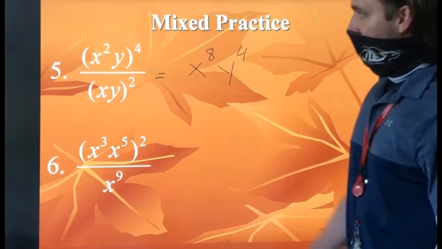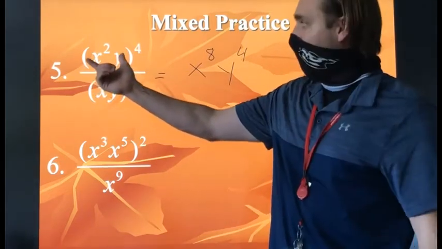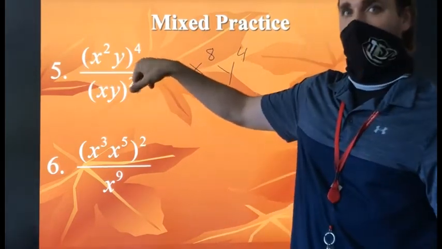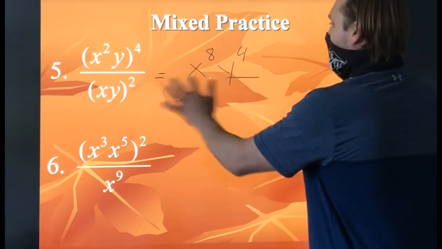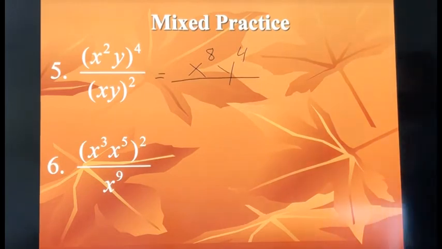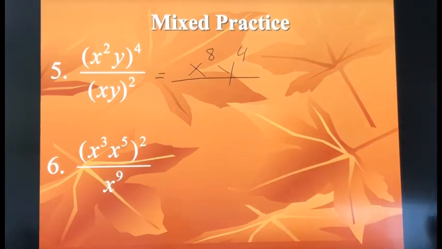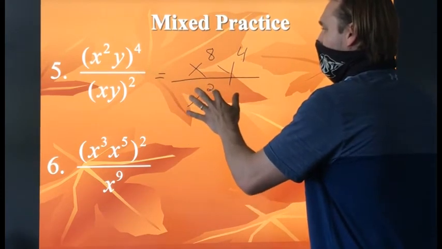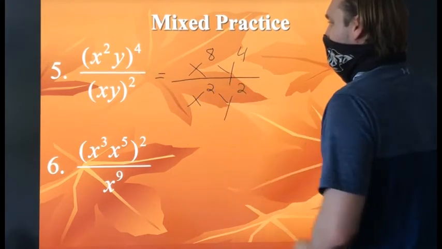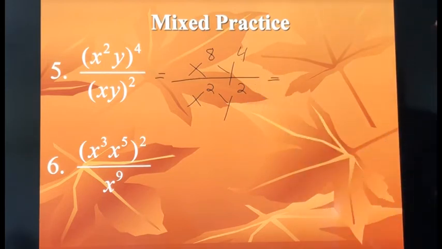Think about this, x squared repeats 4 times, 8. Y repeats 4 times, 4. And on the bottom, we're going to use the power rule again. How many x's do I have on the bottom? 2. How many y's? 2. Very good. So I successfully did the power rule.